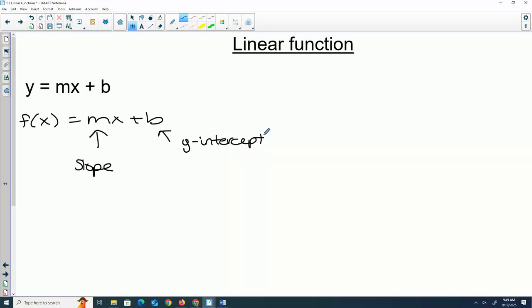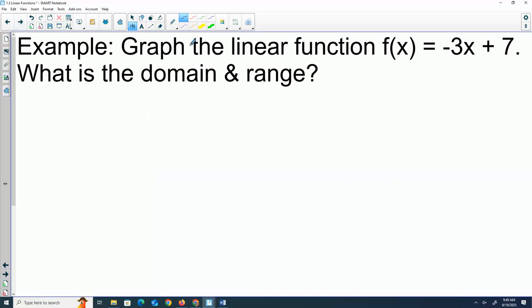What do we mean when we say y-intercept? Where's also your y coordinate? Good. The y value when we hit the y-axis. All right. Any questions there? So let's start off by graphing them.